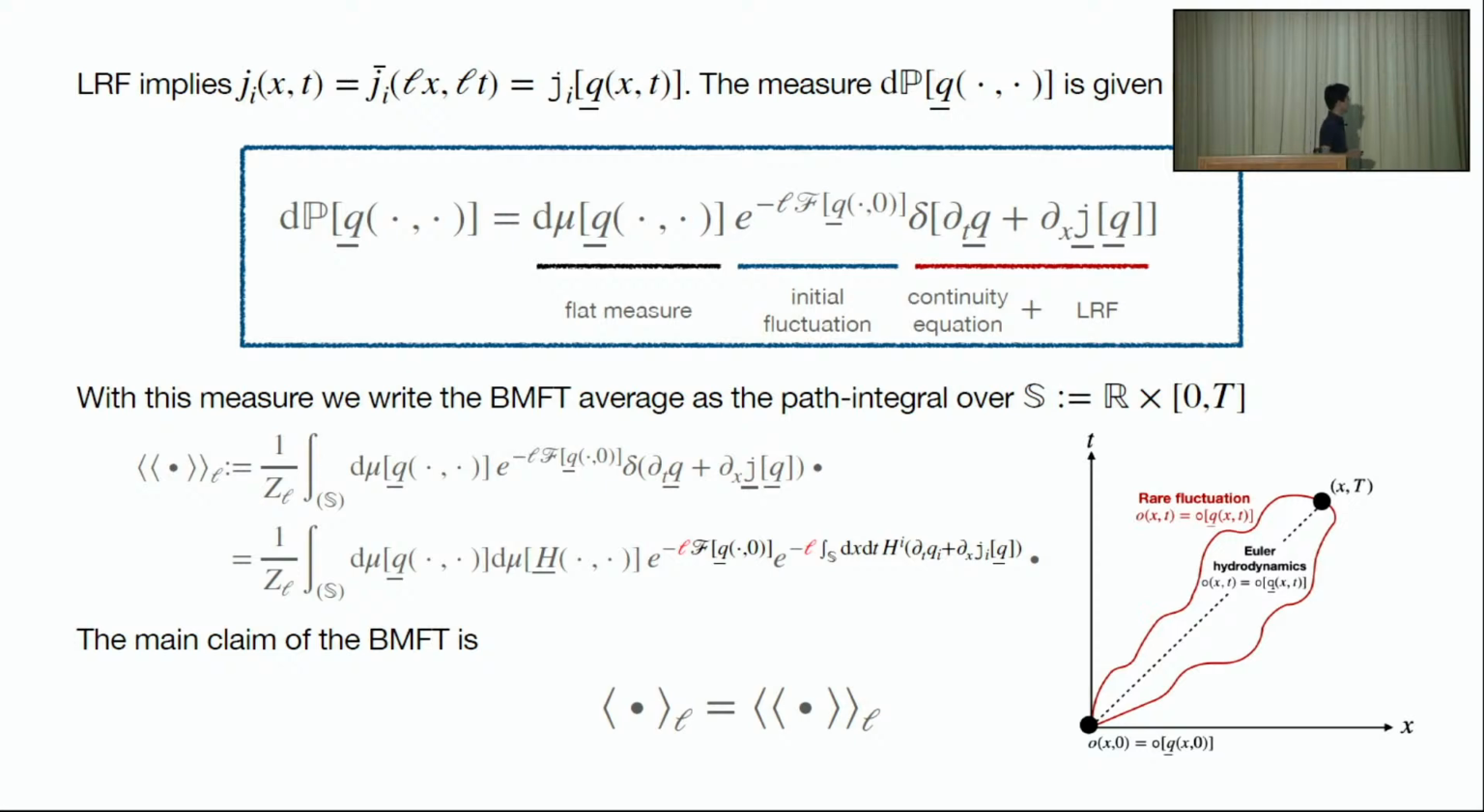For instance, we can compute the BMFT average, so the average with respect to this measure, in this very simple way, where in the second line, I just exponentiated this delta function. It's like a Laplace transformation, like this. And of course, the main claim of the BMFT is that this BMFT average should be identified as the local average. So what we have to do now is to evaluate this kind of path integral. But the real point of the BMFT is that you do not actually have to evaluate this kind of path integral formula.